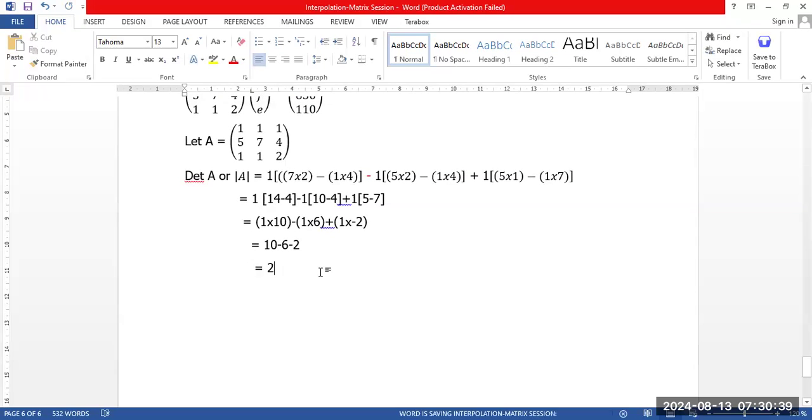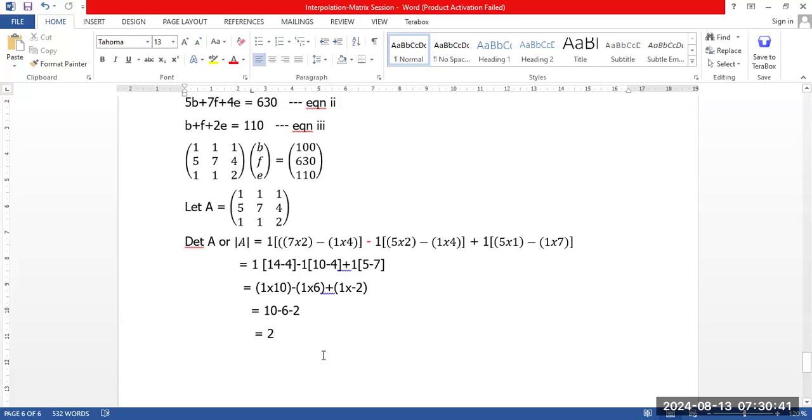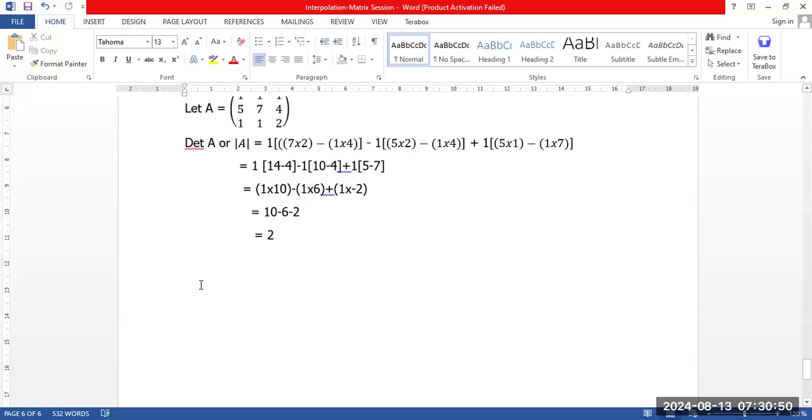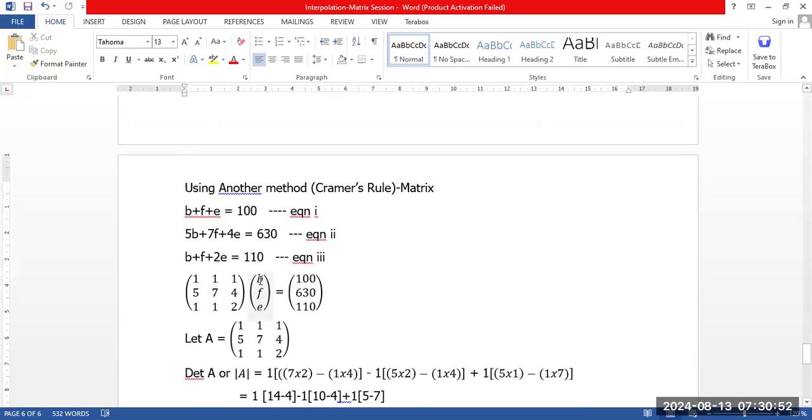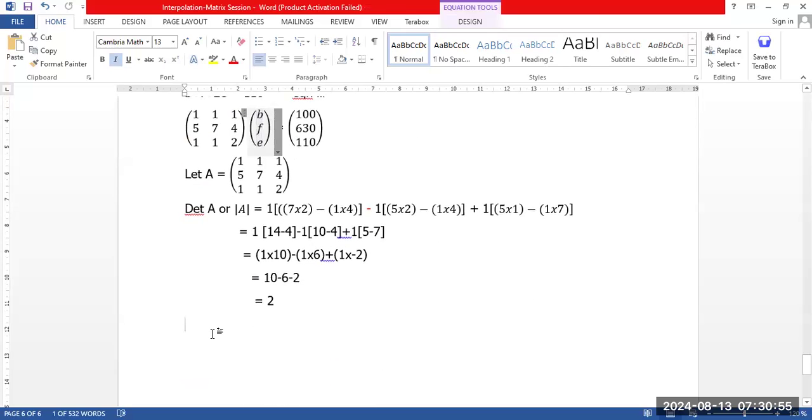Once you get that, know that life is now easier. Once you get the first determinant, remember what we are interested in: we are interested in getting B. How are you going to get B? Your B will be equal to the determinant of capital B over the determinant of capital A. But the question is, do you have the determinant of capital B? We don't have it.